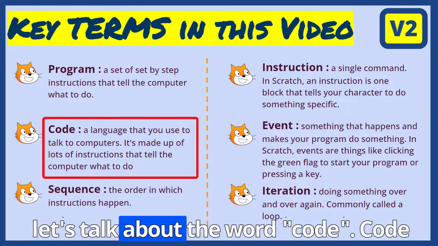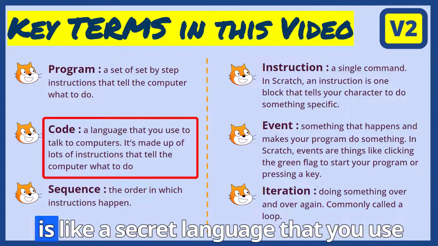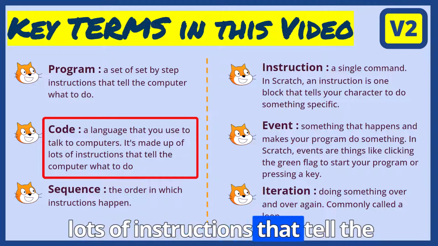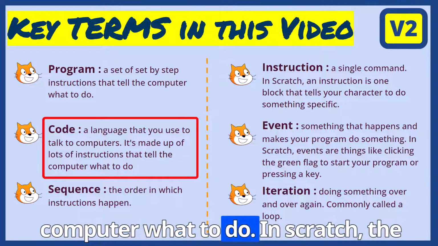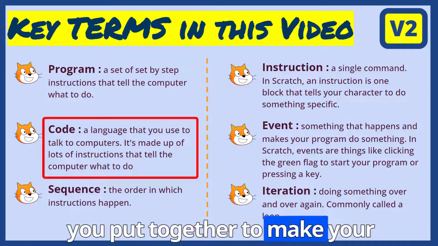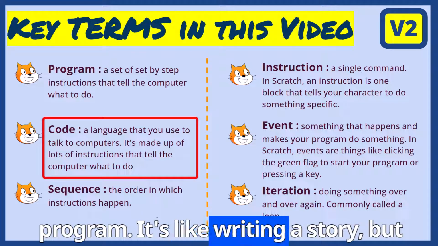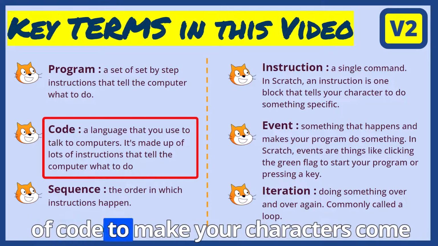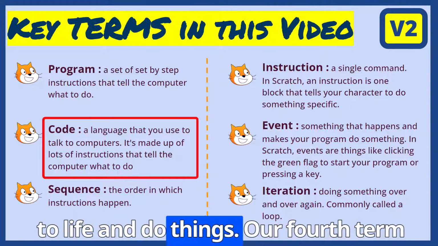Now, let's talk about the word code. Code is like a secret language that you use to talk to computers. It's made up of lots of instructions that tell the computer what to do. In Scratch, the code is the collection of all the blocks you put together to make your program. It's like writing a story, but instead of using words, you use blocks of code to make your characters come to life and do things.